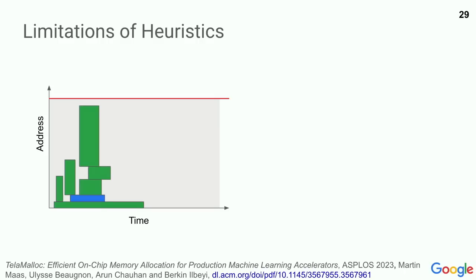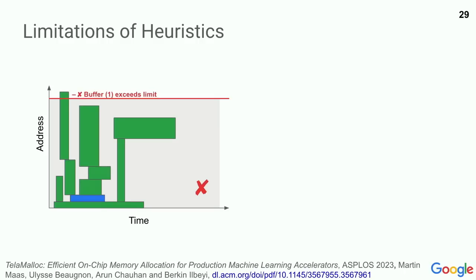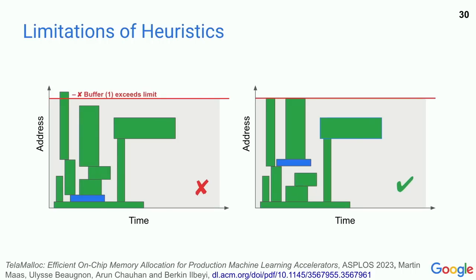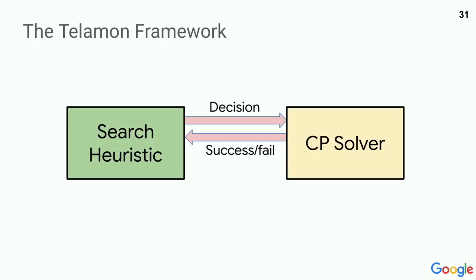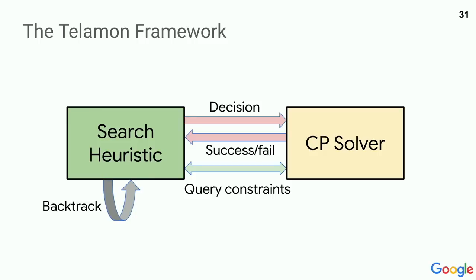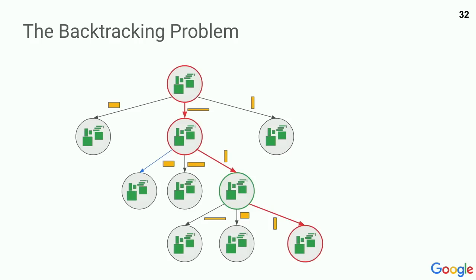If you make a decision to allocate that blue object there, then at some point you end up with a heuristic where now you actually don't have any space for this object to go because of that decision. Whereas if you decided to put it here, you would be fine. So with Telamalloc, you have a search heuristic, you have a constraint satisfaction solver, you have a decision and success or failure, and you can backtrack. And you have some constraints, like amount of memory and so on.